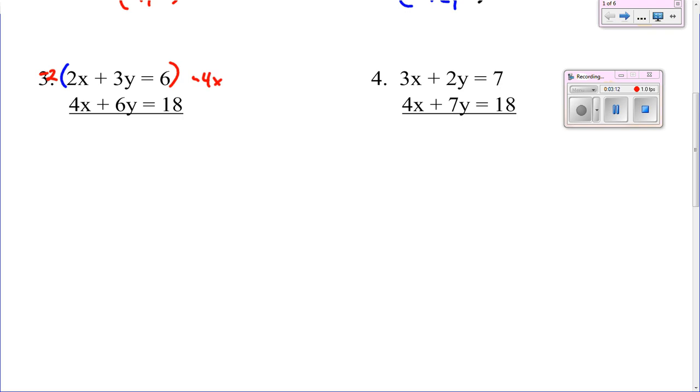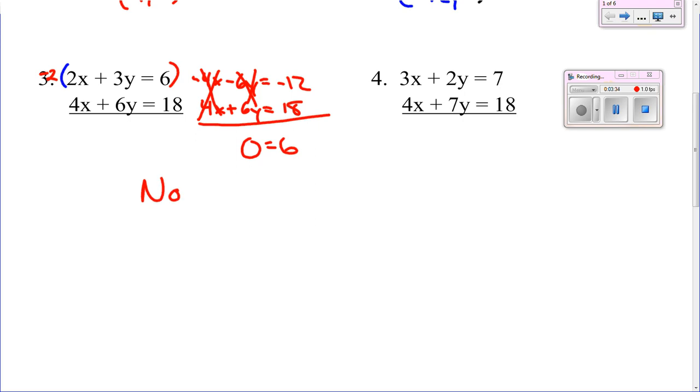So it's negative 4x minus 6y equals negative 12. And that's 4x plus 6y equals 18. Now your x's cancel, your y's cancel, you're left with 0 equals 6. When is that true? Never. So it's no solutions.